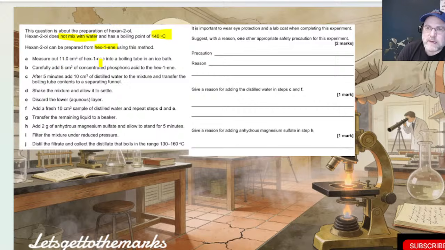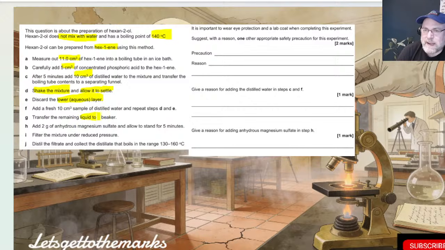Measure out 11 cm³ of hex-1-ene. Add 5 cm³ concentrated phosphoric acid. After 5 minutes, add 10 cm³ of distilled water to the mixture and transfer the boiling tube contents to a separating funnel. Shake the mixture. Allow it to settle. Discard the aqueous layer. Add a fresh 10 cm³ sample of distilled water and repeat steps D to E.